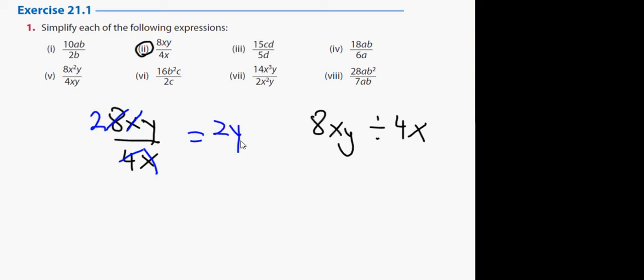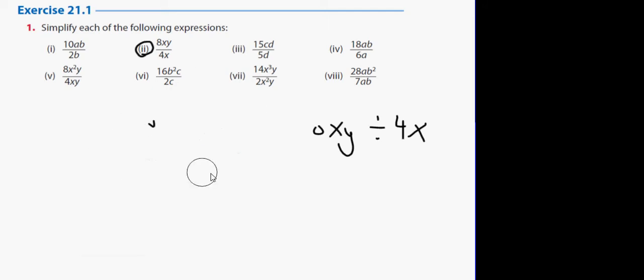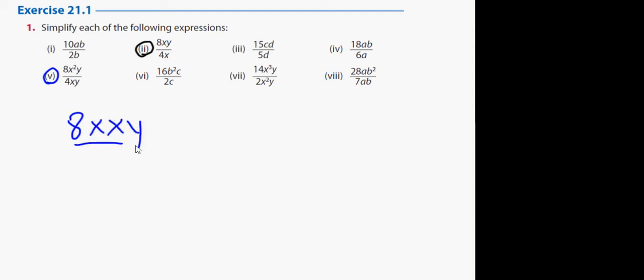I'll do another one. This time we'll try part 5. Part 5 has 8x squared y, which is the same thing as 8xxy, divided by 4xy. Now the y's cancel, the x's cancel, and 8x divided by 4 is 2x. Okay guys, next one.